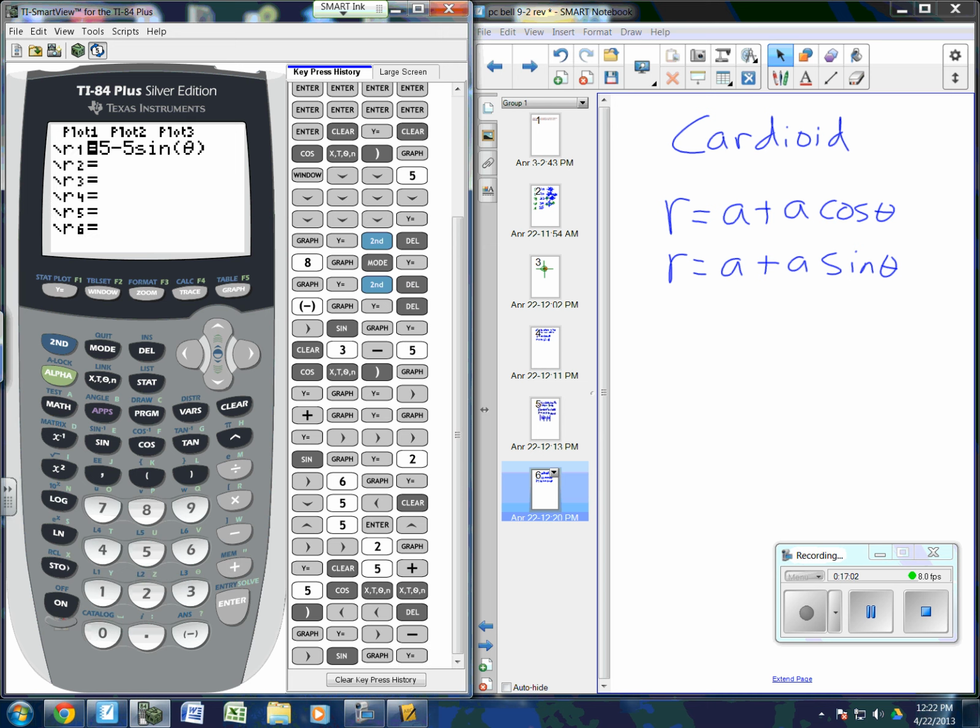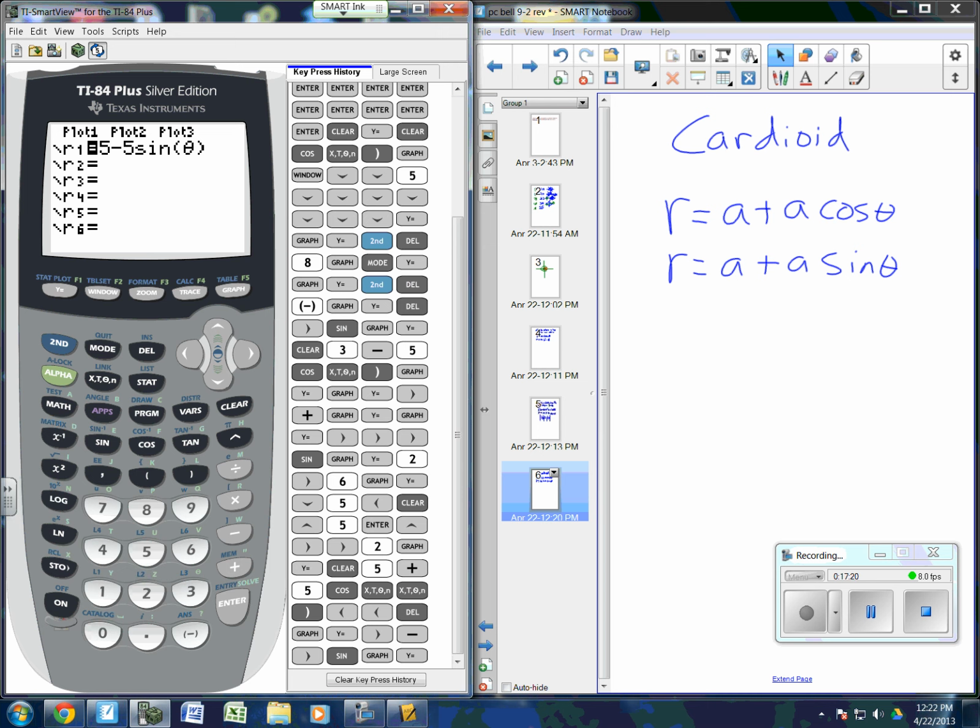All right. Now, so we all know how to do a cardioid, right? Okay, the next one. The number has to be the same to make a cardioid. Okay, we're almost done learning stuff.